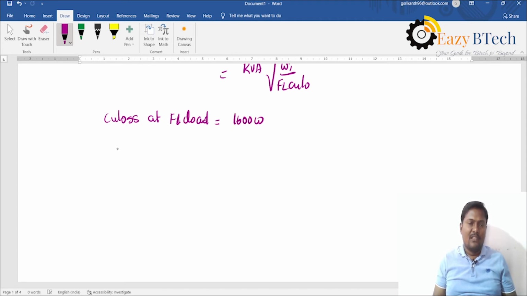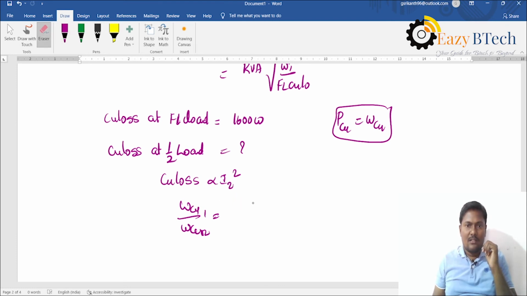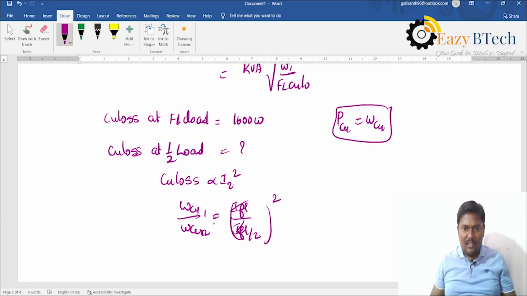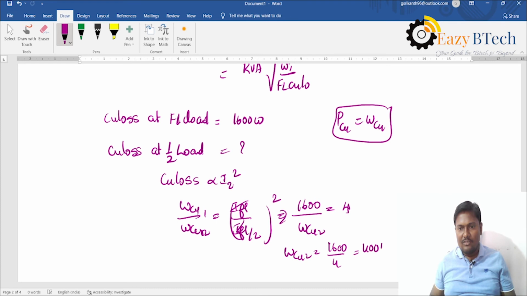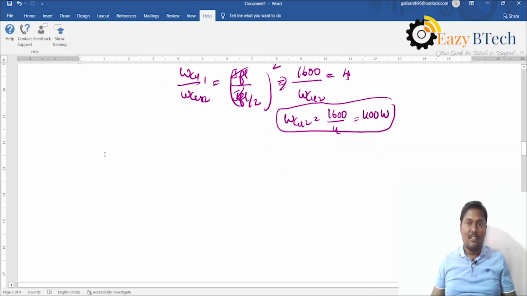See, copper loss at full load is 1600 watts and the copper loss at half load is how much? We know that copper loss is directly proportional to I2 square. So WCU1 divided by WCU2 is equal to I full load by I half load, whole square, which is 1 divided by 1/2 whole square. 1600 divided by WCU2 is equal to 4, and WCU2 is equal to 1600 divided by 4, that is equal to 400 watts. It is not 800 watts, it is 400 watts. The copper losses are reduced to 400 watts if the full load copper loss is 1600 watts.